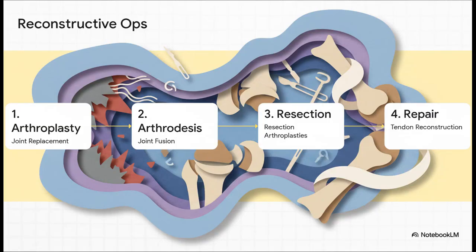Now, if we're past that early stage and the joint is already a mess, we switch over to reconstruction. And here we've got a few different tools. We can replace the joint entirely, that's arthroplasty. We can fuse it to make it stable, which is arthrodesis. We can resect or remove parts of the bone. Or we can do things like tendon reconstructions.